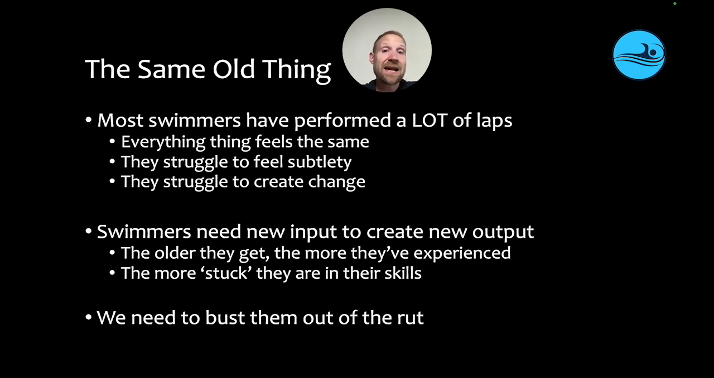So in order to get change, they need new input in order to create new output. The older they get, the more ingrained those skills are, the more that they've experienced, and so there's a lot less novelty, and therefore they're much more stuck in their skills. So to break them out of that, to get them out of that rut, we have to provide them with a novel stimulus, we have to provide them with novel sensation, and when we can do that, it's going to make it a lot more likely that they can create change because they have new information to work with, and when they have new information, new sensation, now they can learn how to swim differently.